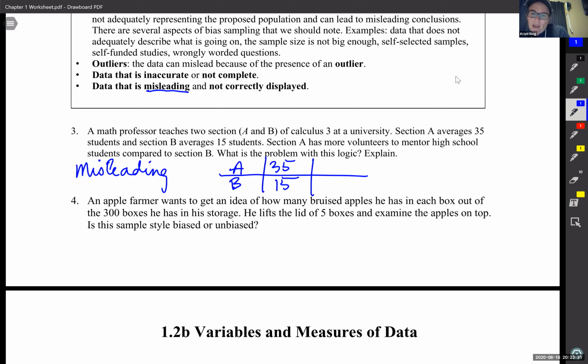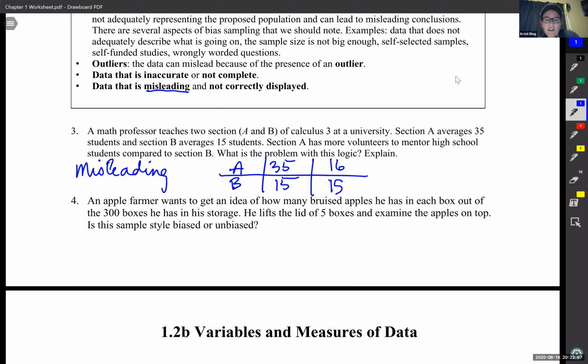Let's say only 16 people out of the 35 volunteer, less than half of them. Well, that's still more than B. B can only have at most 15. So with this logic, we're saying A has more volunteers. It's true, but it's misleading because it makes it sound like A is the more altruistic class. They're more generous with their time, this, that, and the other.